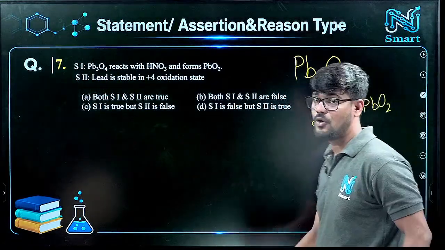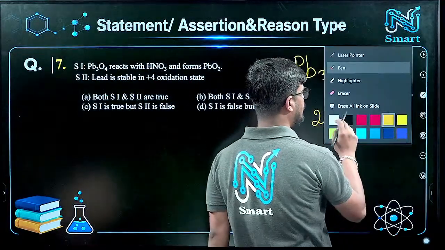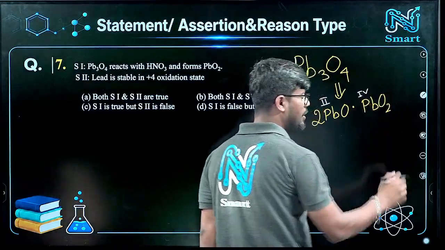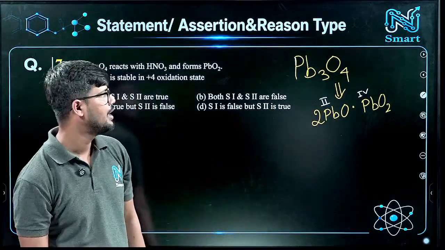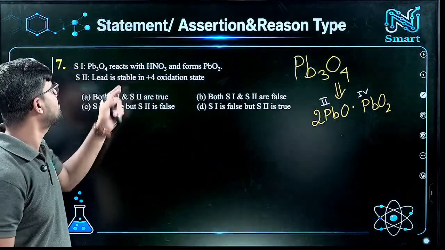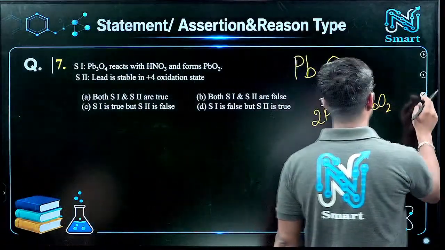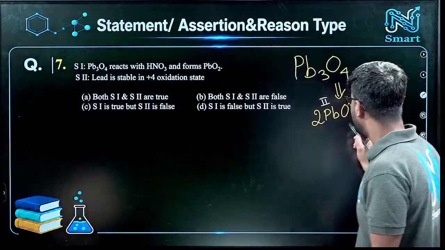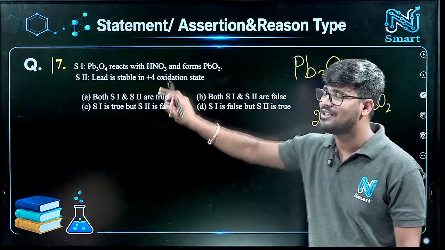So in Pb3O4 we have lead in two different oxidation states. In one case we have oxidation number 2, and in the other case oxidation number 4. Remember, this is a very important thing. Now if this Pb3O4 reacts with HNO3, HNO3 is a strongly oxidizing agent. So basically in this case, the lead oxide will be converted to lead nitrate.